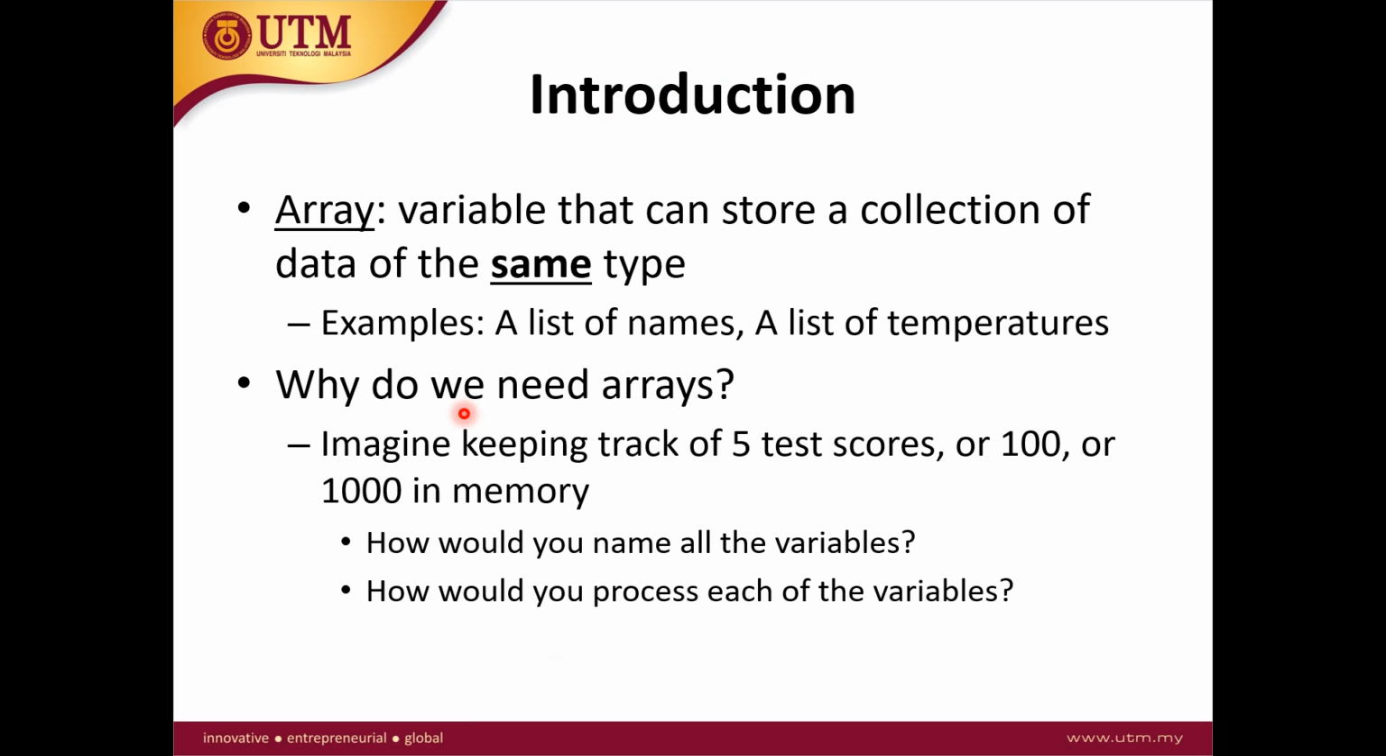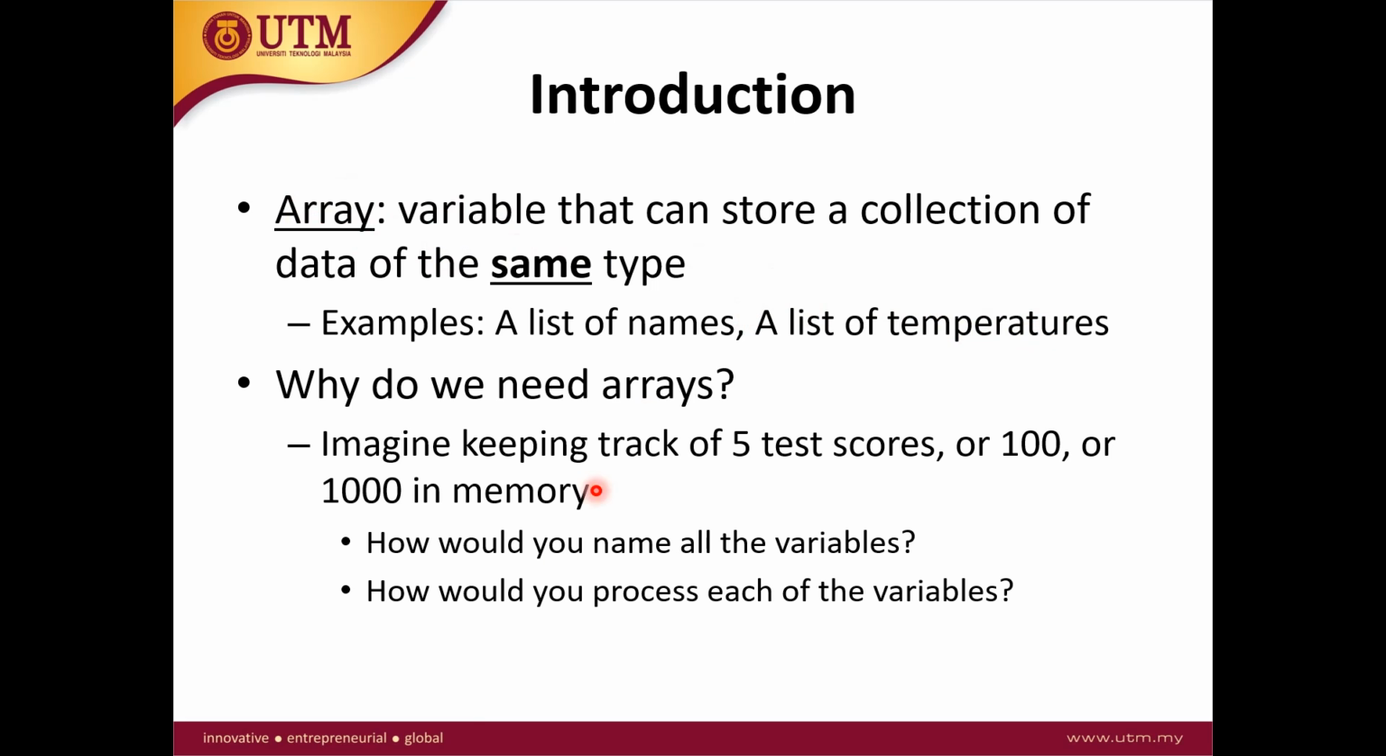So an array is a collection of data which are of the same type. For example, we've got some different integer data and some different character data. An array is a variable which can hold a collection of data of the same type. For example, a list of names, the names are of the same type, which are strings. A list of temperatures, they are doubles. A list of numbers, they are integers.